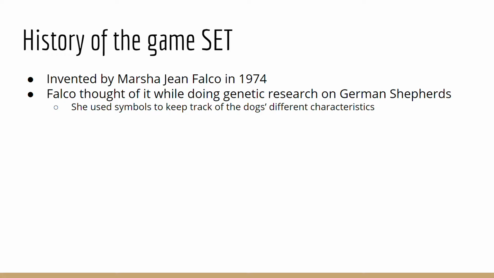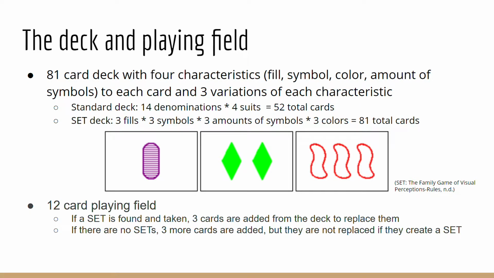Now we can start talking about aspects of the game of Set and how the game operates. The first thing we talk about is the deck and the playing field. The deck is an 81 card deck with 4 characteristics on each card, and each characteristic has 3 variations. It's this number of characteristics and variations that leads to the total of 81 cards, so different from a standard deck of cards.